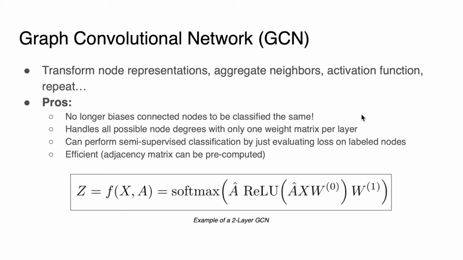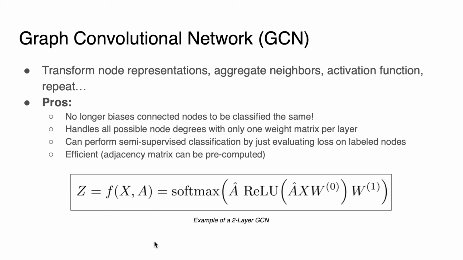Some of the pros of this newly proposed GCN are that it no longer biases connected nodes to be classified the same. It handles all possible node degrees with only one weight matrix per layer. It can perform semi-supervised classification by just evaluating loss on the labeled nodes and performing optimization with some gradient descent algorithm. And it is also extremely efficient compared to the previous spectral graph convolution representation that we saw.